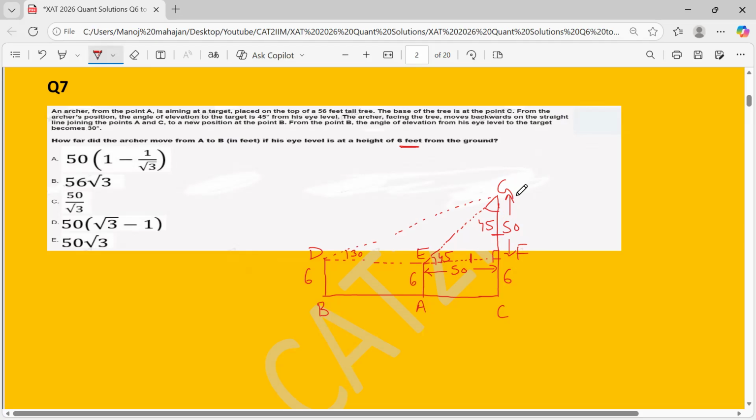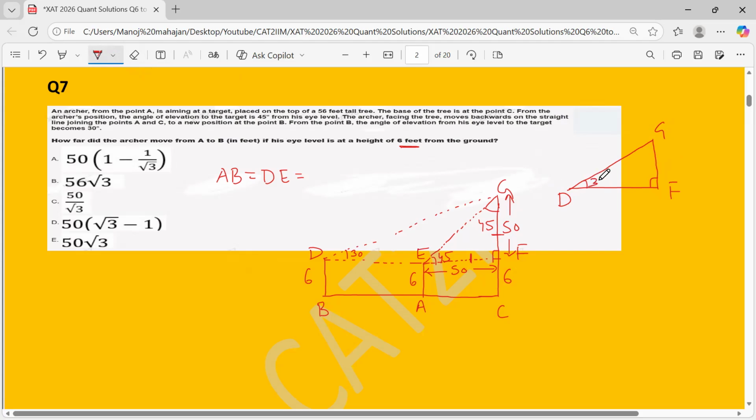Now the question is, how far did the archer move from A to B? So if we calculate the value of AB, or maybe DE would be same, right? So you can use the 90, 60, 30 triangle, and that's something which I keep teaching in my classes also. So this was also a doable one if the student could have figured out the easy ones in the XAT paper. So it was a test of your selection also that plays a vital role.